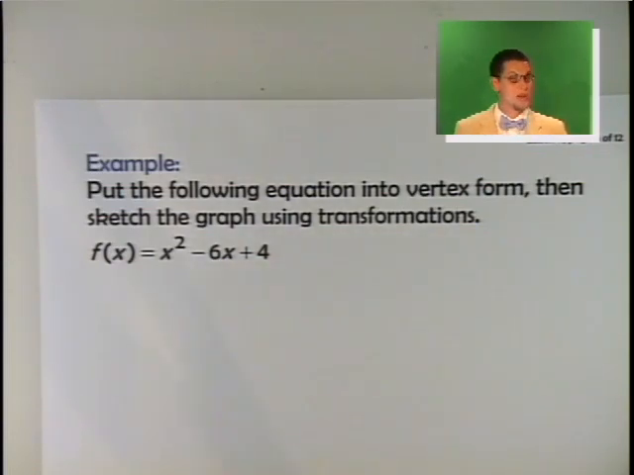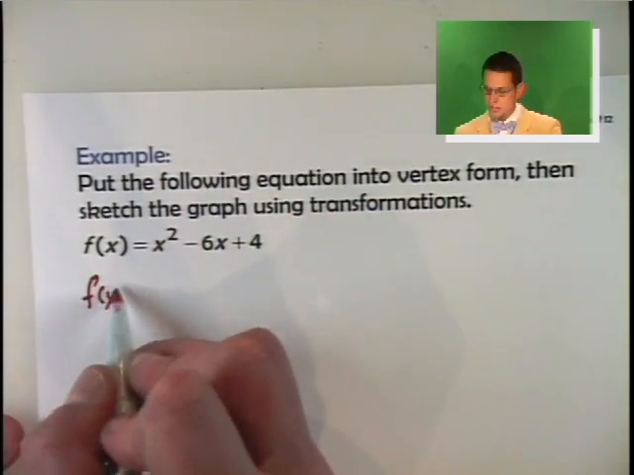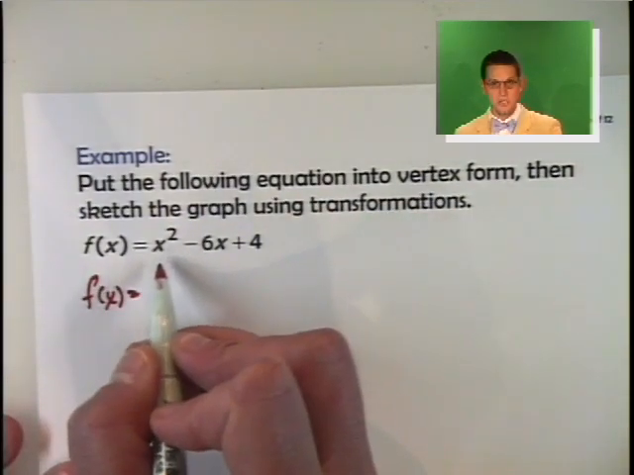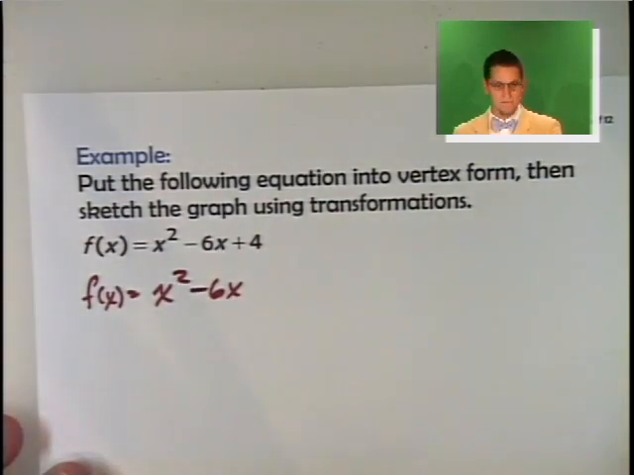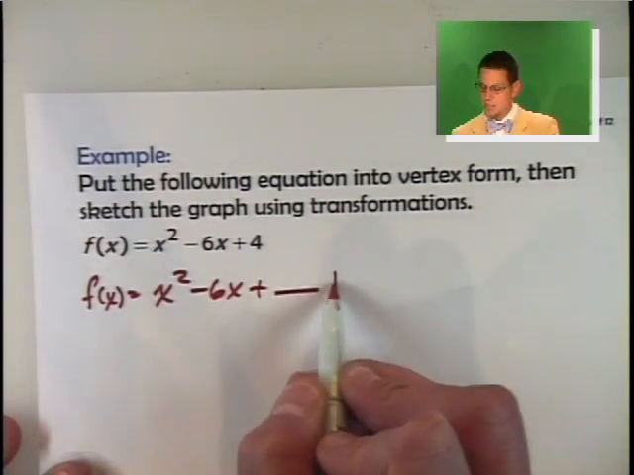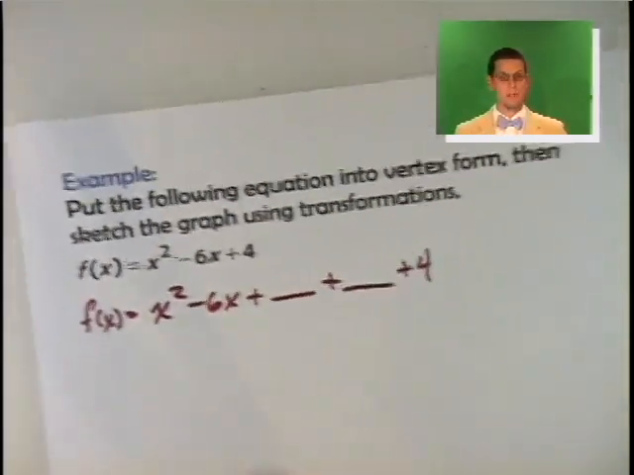And since we know where our vertex is going to be, we'll be able to affirm our suspicions. All right, so to do that, we have to complete the square, remember. So I want to make sure that the leading coefficient is a 1, and it is. So I get x squared minus 6x. Now I'm going to put plus something, and then I'm going to put my plus 4. Remember what goes in the blanks?